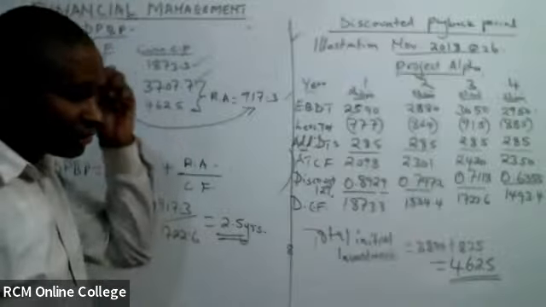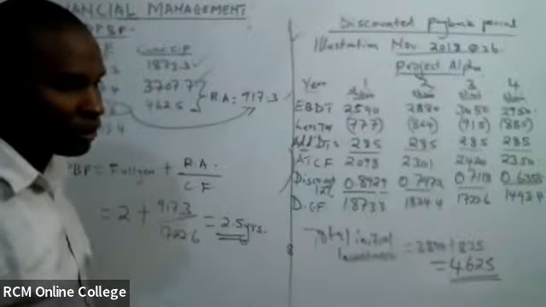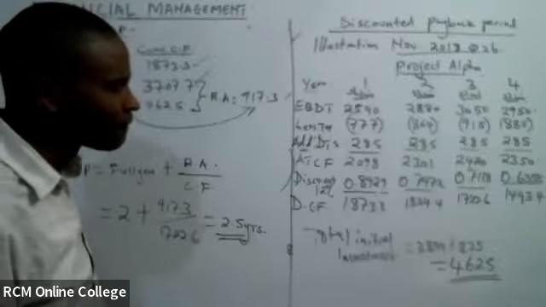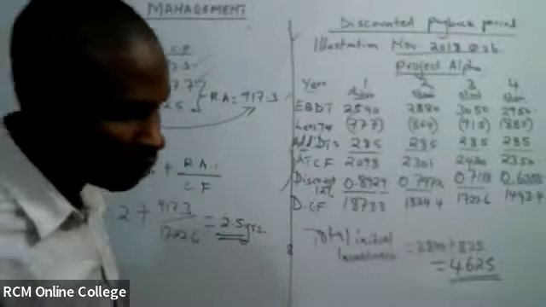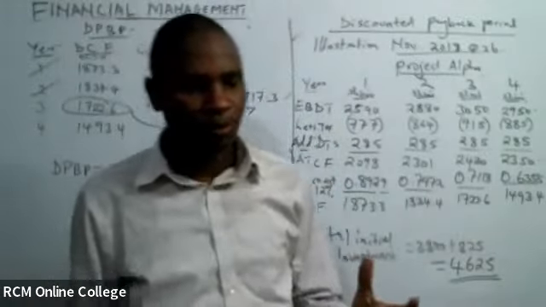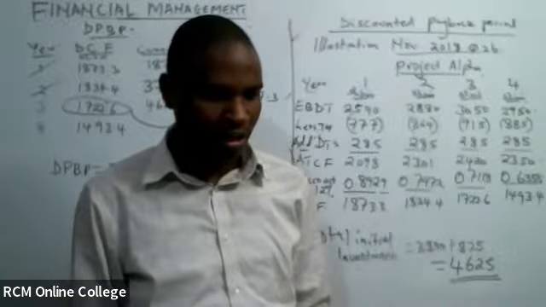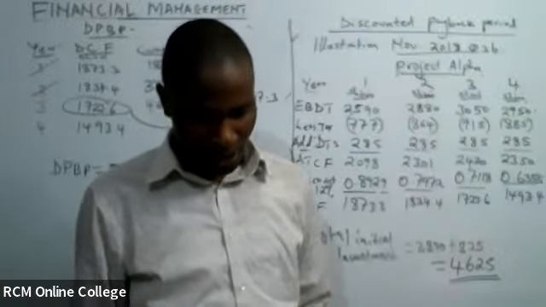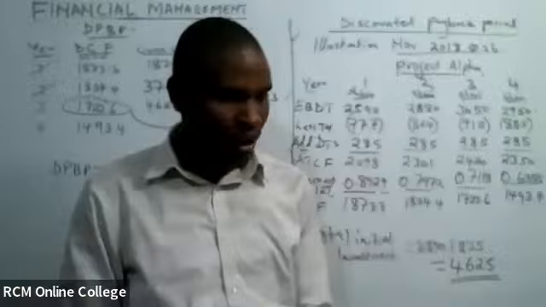Great. We choose Project Alpha since it has a shorter period to recover the initial outlay. It will take us just 2.5 years to recover it, and the other project will take 3.9 years, almost 4 years. So that is it. Let's go to the final appraisal technique.